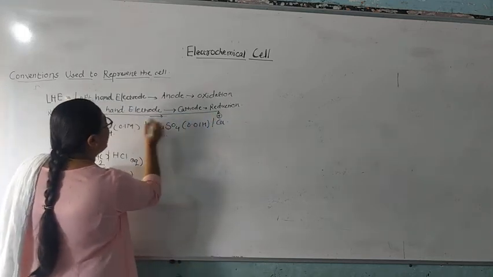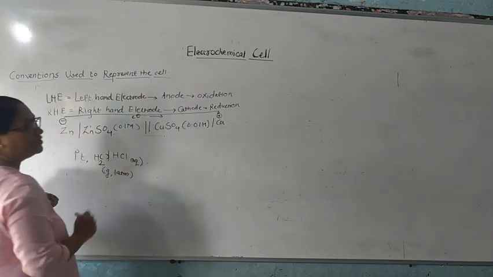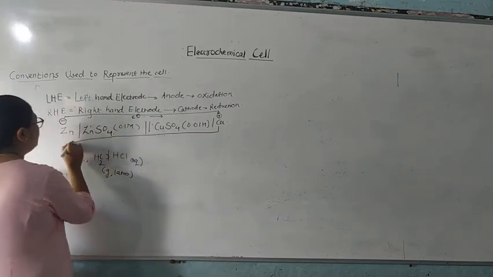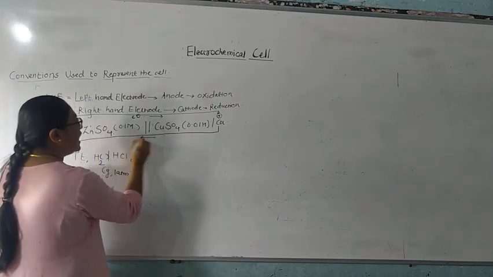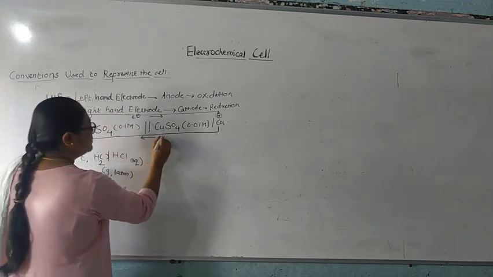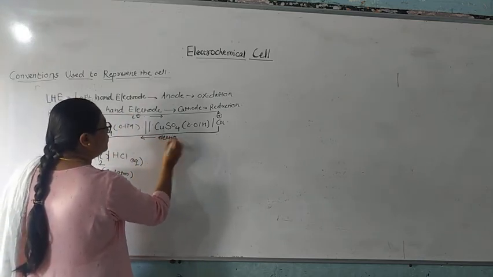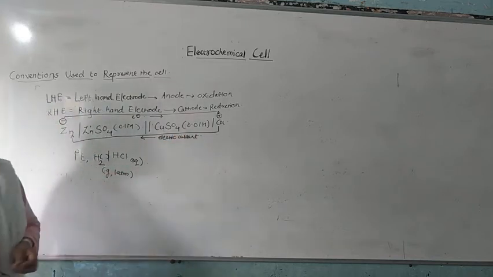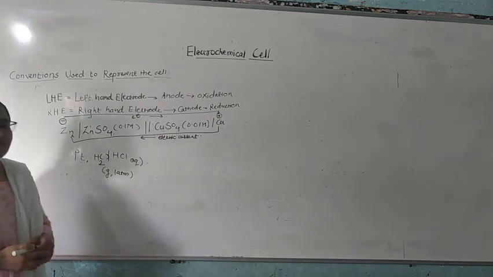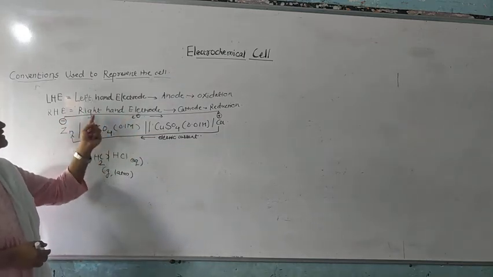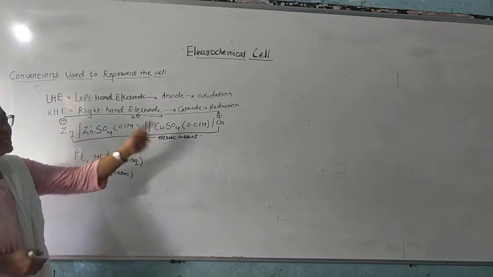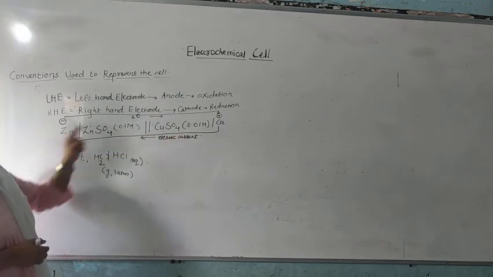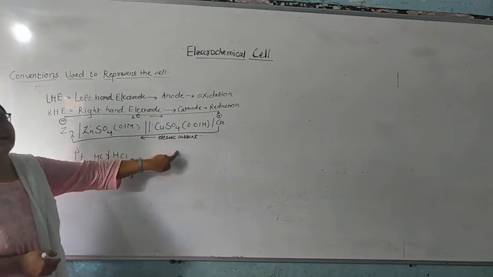This is the direction of flow of electrons, and the direction of flow of electric current is exactly opposite to the direction of electron flow. This is the direction of flow of the electric current. So this is how the cell is represented. These are the directions represented. From LHE to RHE, this is the direction of flow of electrons, and from RHE to LHE, this is the direction of flow of electric current.